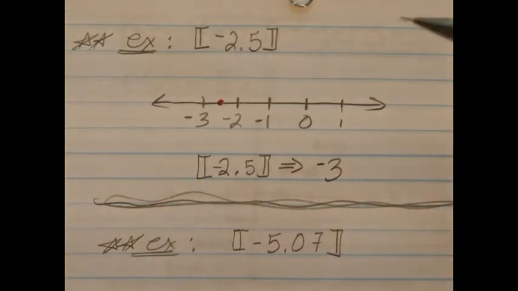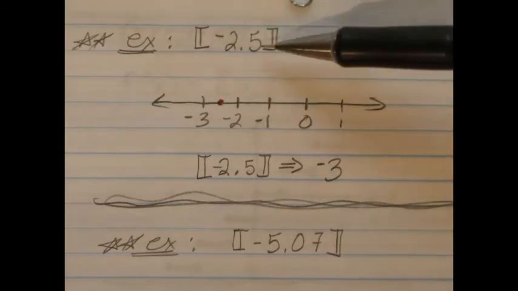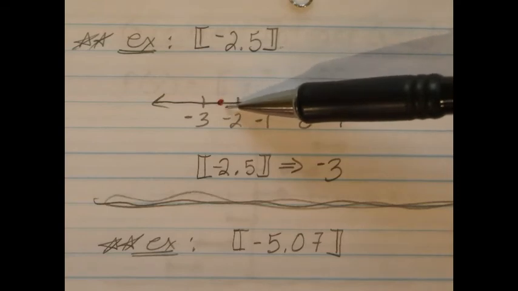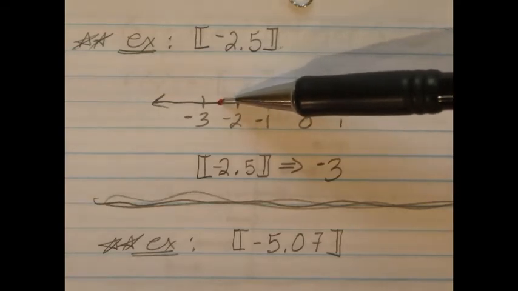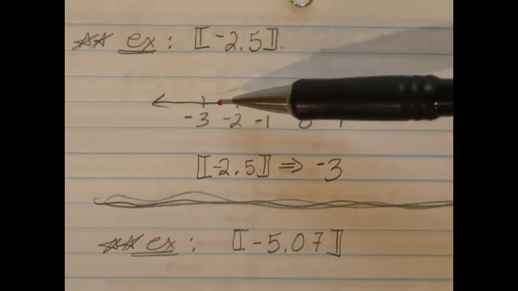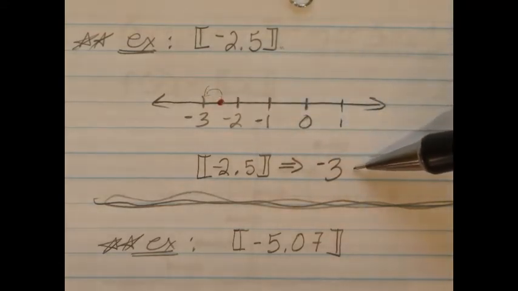We can take a look at a couple other examples again. If I give you the greatest integer function of negative 2.5, negative 2.5 is here on the number line. Again, when you do the greatest integer function, which is set off by the double brackets, you are going to round down to the nearest integer. So this will round down to negative 3.